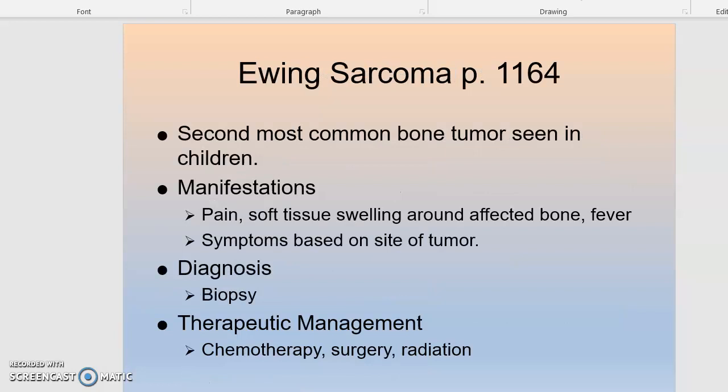Finally, we're going to talk about Ewing sarcoma on page 1164. Ewing sarcoma is the second most common bone tumor seen in children. Manifestations include pain, soft tissue swelling around the affected bone, and fever. Symptoms are based on the site of the tumor. So for instance, if the tumor's on the vertebrae, neurologic symptoms will be seen. If the tumor's on the rib, respiratory symptoms may be seen. Diagnosis is made by biopsy, and therapeutic management includes chemotherapy, surgery, and radiation.